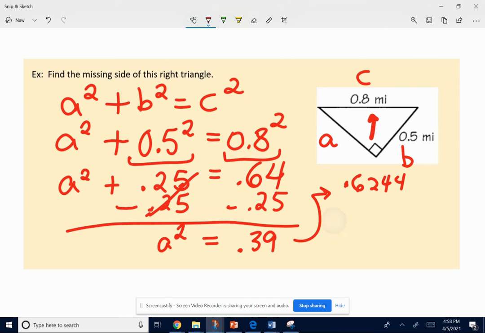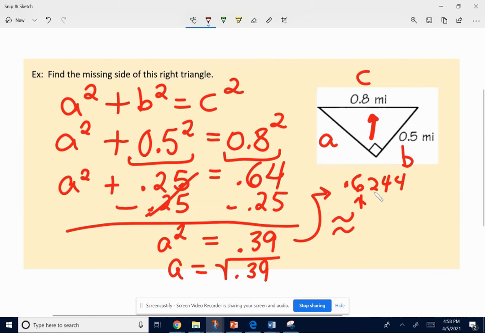If you get an irrational answer, I should write this as the square root of 0.39. At least on IXL, they want you to round to the tenth. So round this to either 0.6 or 0.7. Because the 2 is less than 5, you're going to say it's approximately 0.6 miles.